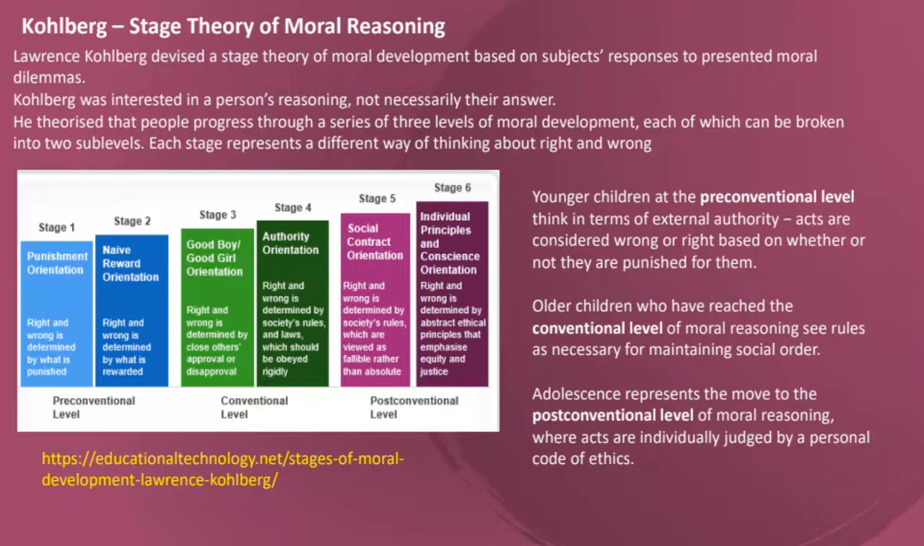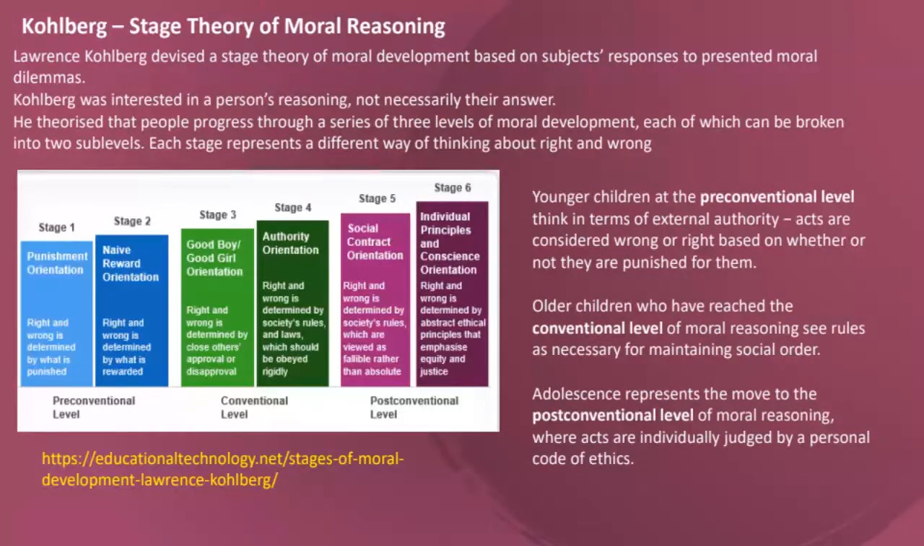Children through to adulthood progress through these different stages. There's 3 basic stages of moral development. Your first stage is your pre-conventional level, then you have a conventional and a post-conventional level. And each stage is divided into 2 sub-stages. And I've put a link at the bottom of the slide to quite a nice website that has a nice outline of this particular issue around moral development.